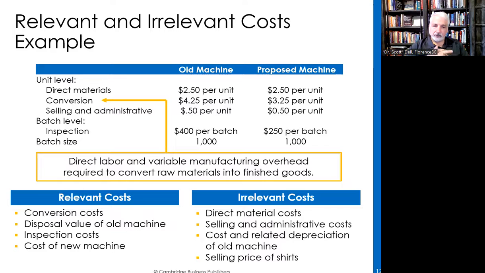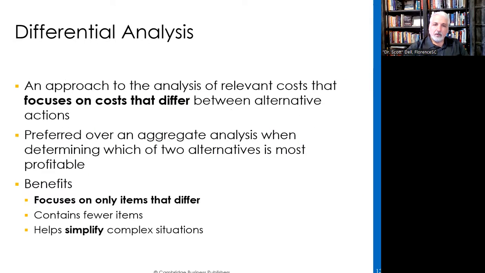So what's relevant? Conversion cost, disposal value of old machine, inspection costs, and cost of the new machine. Irrelevant, direct materials, no change. Selling and admin costs, no change. Cost and related depreciation of old machine, done deal, sunk cost. And the selling price of shirts, no impact. So we don't have to look at the revenue side because it'll be the same with whichever machine we run with. So we use what's called a differential analysis.